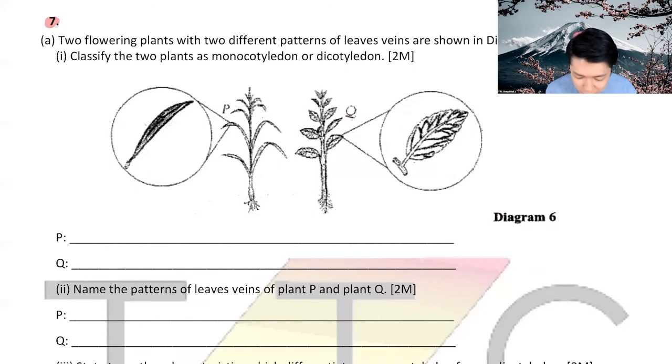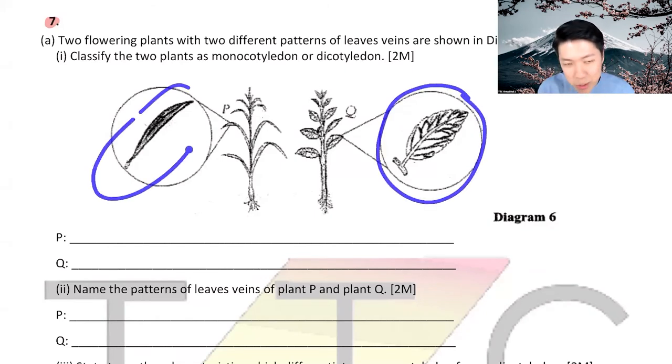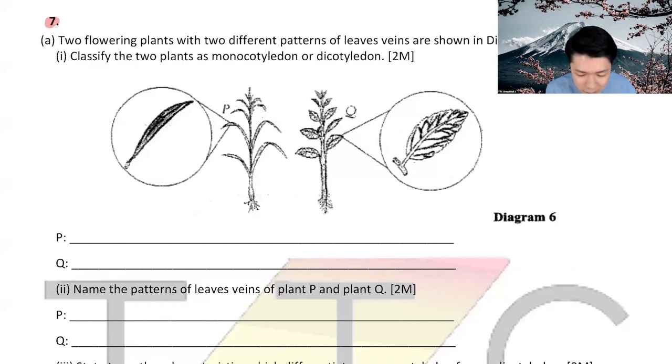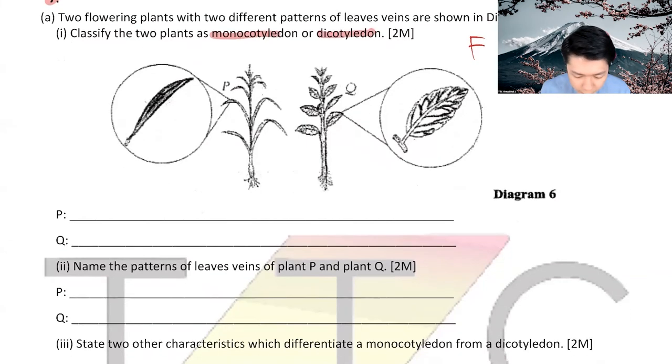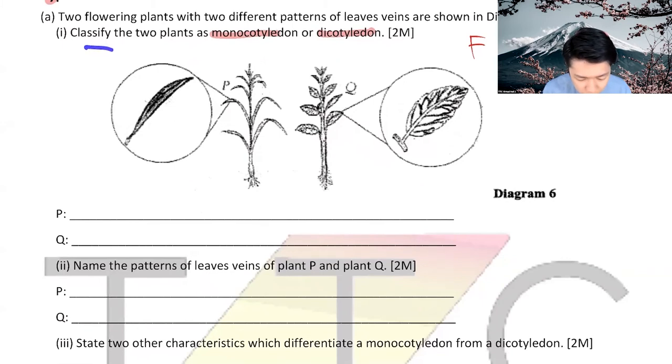Okay, so obviously take a look at the leaf. And then the question says mono and di. You know this category is called flowering. Flowering plant. Okay, like classify two plants as monocotyledon and dicotyledon. The answer is free for you. Ready? Everybody? Answer is free for you. So straight away we will write that down.